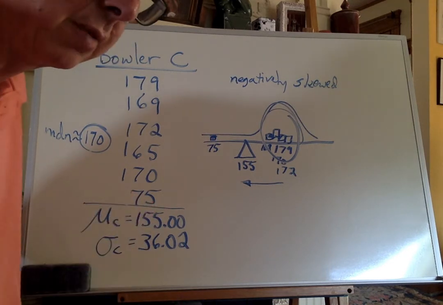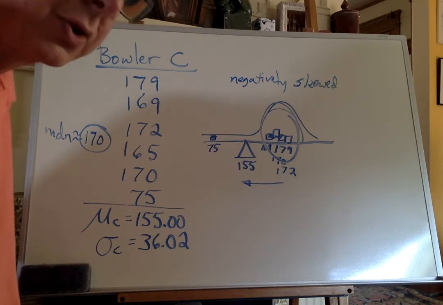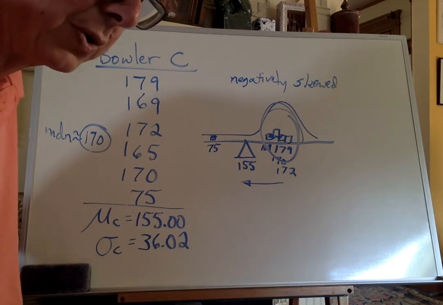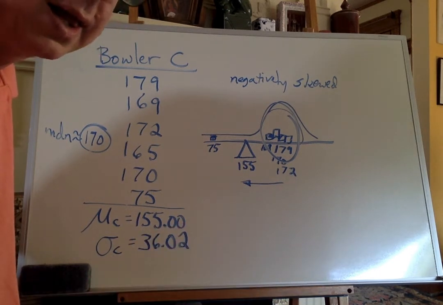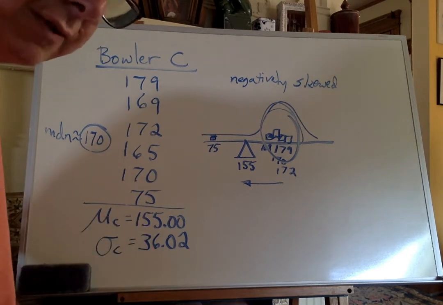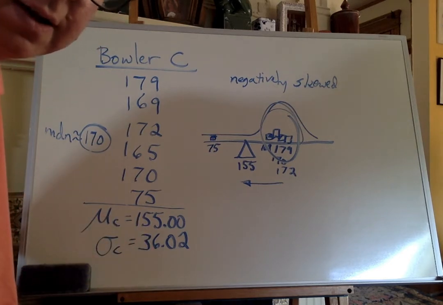I might talk to the bowler, and I'm saying, wow, your scores look pretty good, but that last game doesn't look like it fits. And maybe that bowler's going to say, oh, yeah, I think I broke my thumb in the 6th game, and I couldn't even hold on to the ball. Oh, okay.